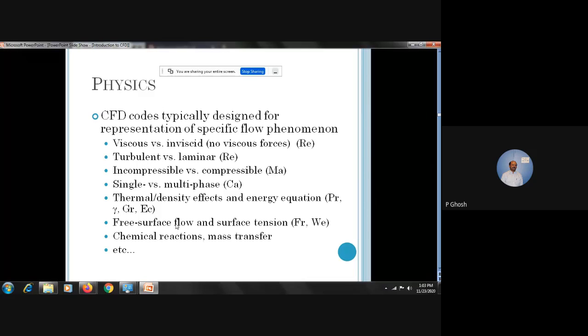Now free surface flow, like when you are injecting a jet, or the surface tension based Froude number and Weber number, then chemical reaction and mass transfer. Now if you see the generic software ANSYS Fluent, they solve all these problems very decently. But there are two approaches. When we write our own code or do a specific problem, we concentrate on that specific problem. But if you want to develop a software which covers the entire gamut of these problems, then you have to be very choosy about the schemes.